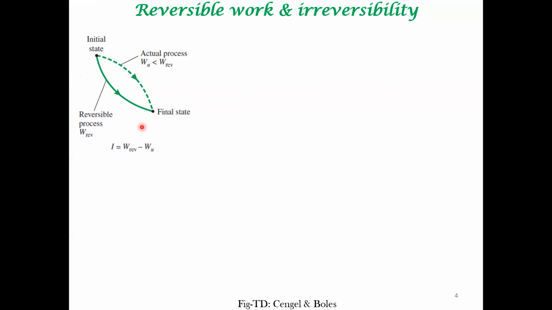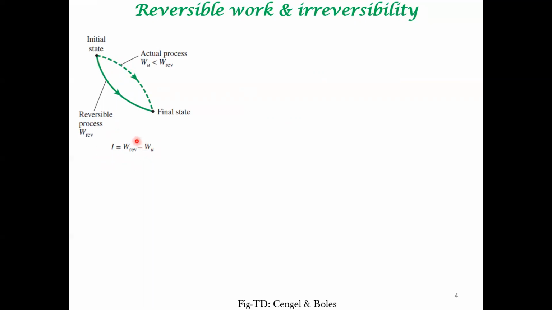But the statement we are making here is that a reversible path generates the maximum amount of work for the same initial and final state, compared to any other irreversible path. So the work obtained from the reversible path minus the work obtained from other paths, which is less than the reversible work, is a measure of irreversibility. Whenever there is a difference, it's a measure of irreversibility.